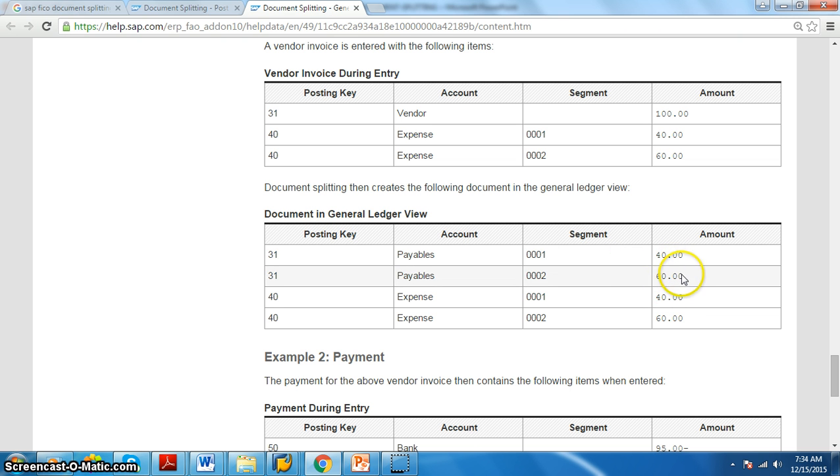For 40, it is going to give the 40. So payables, see expenses, according to the expenses, it has split the payables. That 100 has become 40 and 60. So it has segregated the 100 rupees into 40 and 60 because those belong to two different segments. This is the concept. You got it?